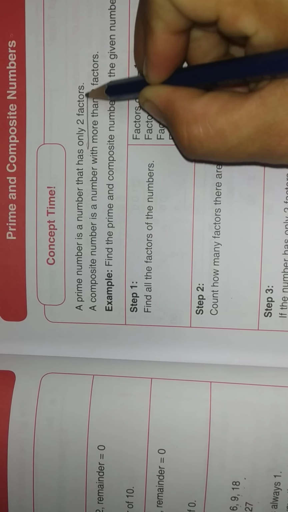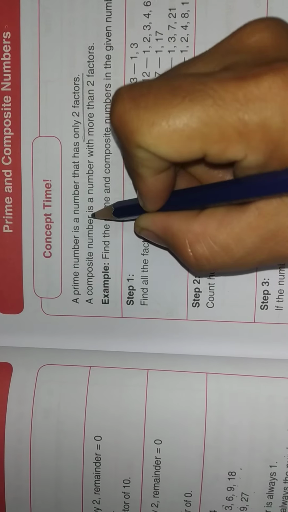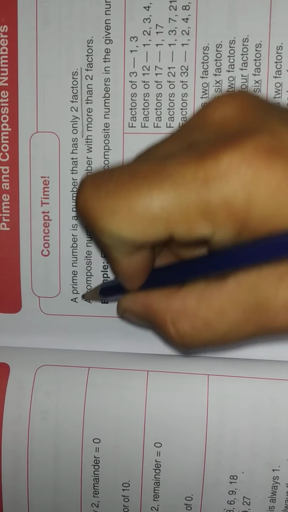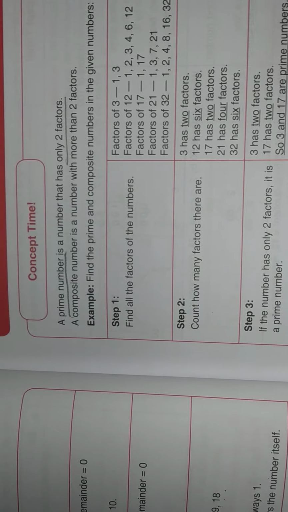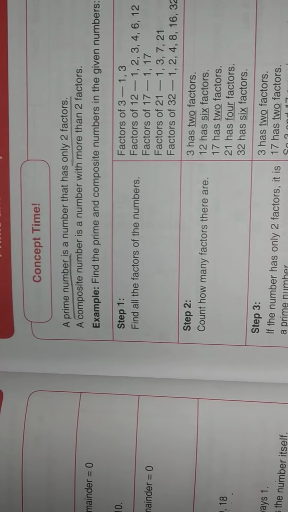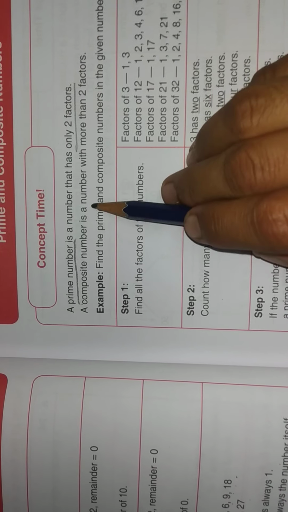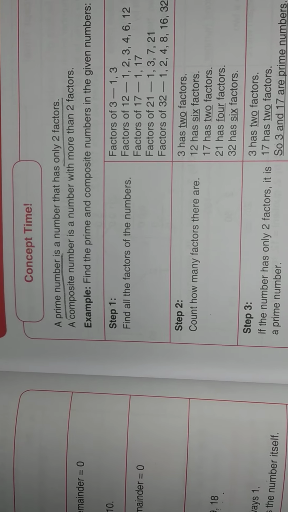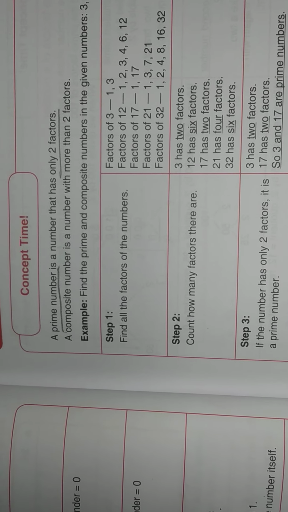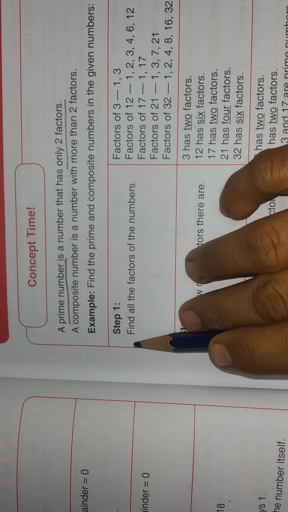जिसके 2 factors होंगे उसको हम क्या बोलेंगे? We'll say prime number. What did we say? Prime number. Those which have only 2 factors are called prime numbers. And a composite number is a number with more than 2 factors. जिससे 2 से ज्यादा factors होंगे उसको हम क्या बोलेंगे? Composite number.